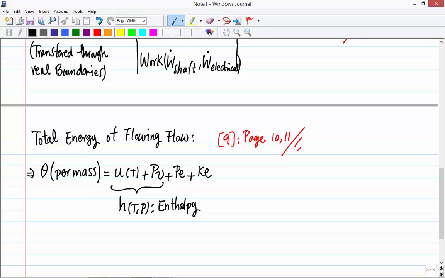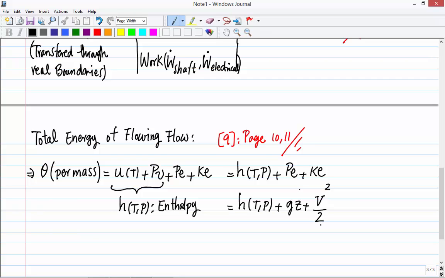So that would be like this as well. So H, a function of temperature and pressure, plus, now the rest of it is easy, PE plus KE. That's it. Or I can write it in another way: H as a function of T and P, plus the potential energy is gz, plus the kinetic energy is V squared divided by 2.